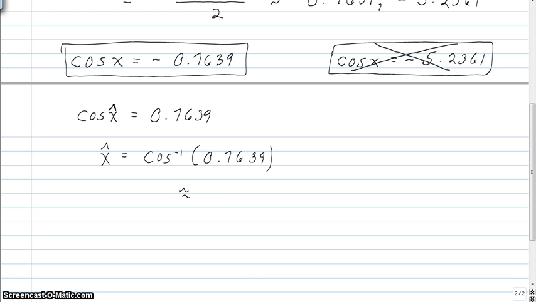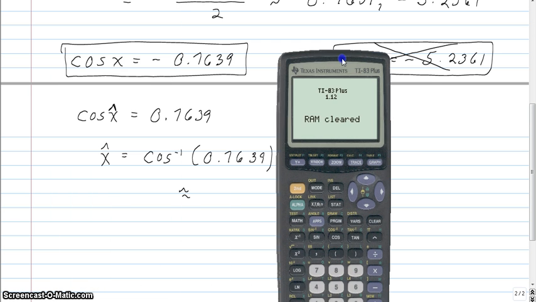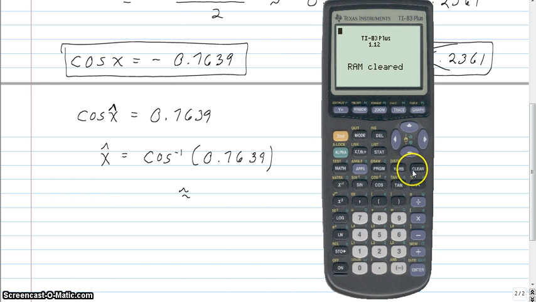So I've already rounded, right? I already rounded my 0.7639, so I'm already going to experience a little bit of round off error. Let's make sure I'm in radians. Okay, so inverse cosine 0.7639. And I'm going to round this to about 4 decimal places, right? So 0.7015.